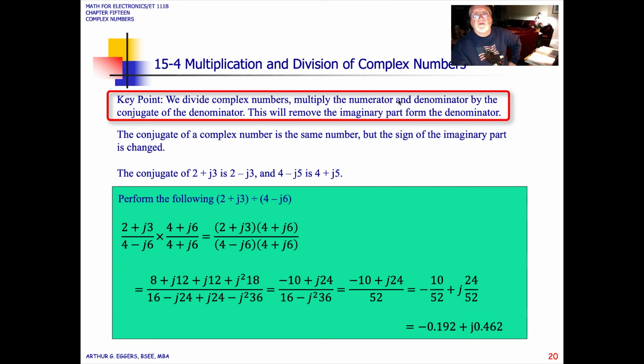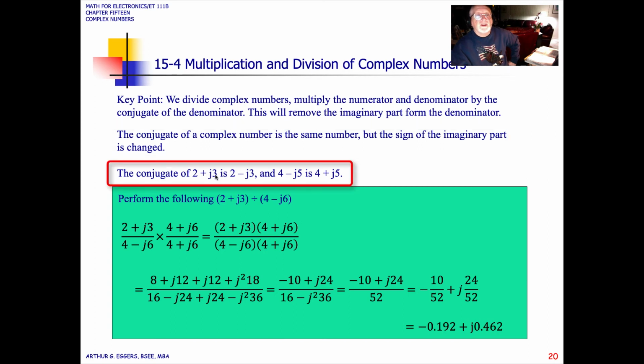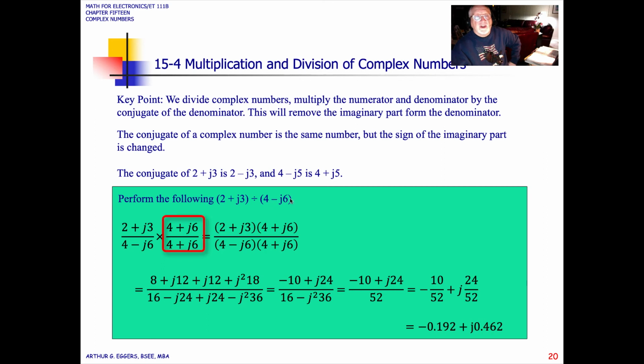We multiply the numerator and the denominator by the complex conjugate of the denominator. This will remove the imaginary part of the denominator. That complex conjugate is the same number, but we change the sign of only the imaginary part. So the conjugate of 2 plus j3 is 2 minus j3, and 4 minus j5 is 4 plus j5. So let's look at an example. We're going to divide these two expressions, 2 plus j3 divided by 4 minus j6.